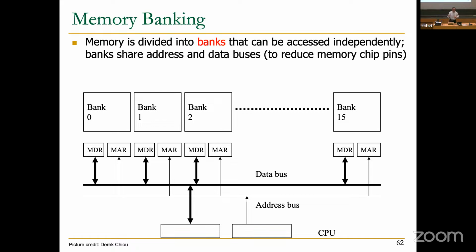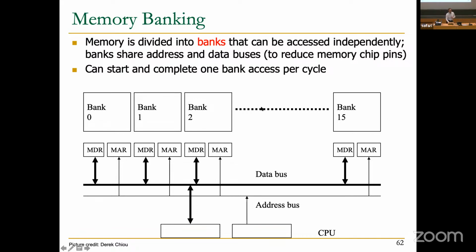Okay, so basically memory is divided into banks that can be accessed independently, but banks share address and data buses to ensure that memory chip pins are not increased. We're going to talk about that a lot when we talk about memory design next week. This way you can start and complete 1 bank access per cycle.